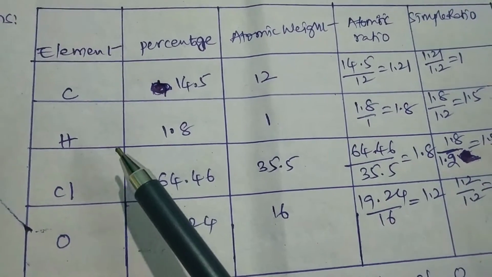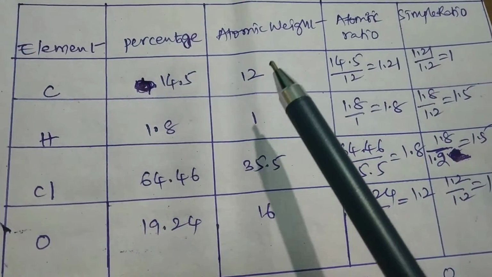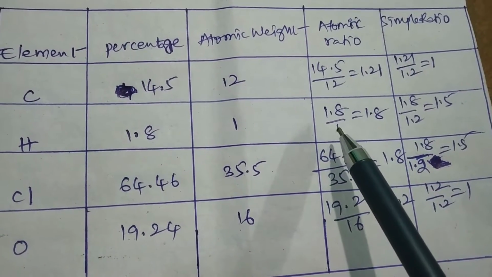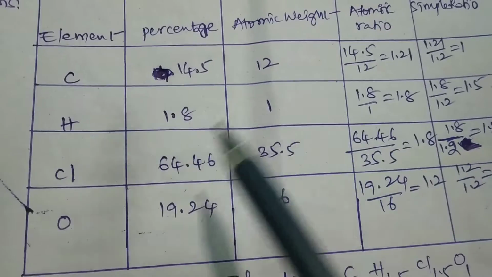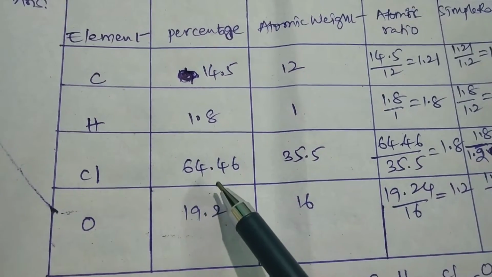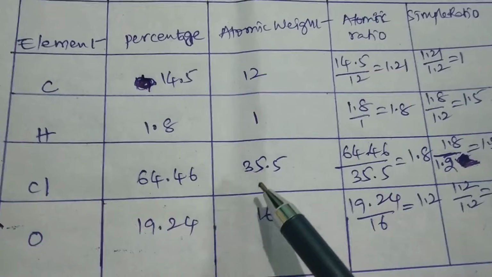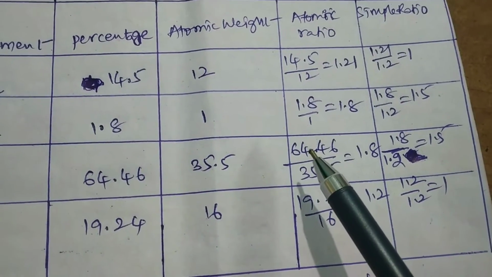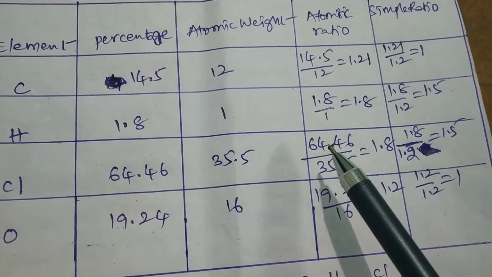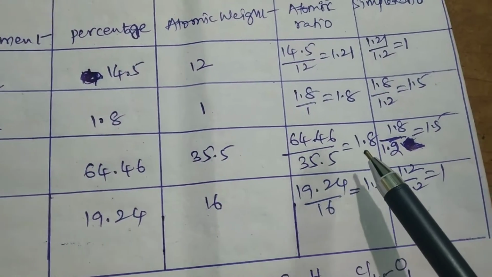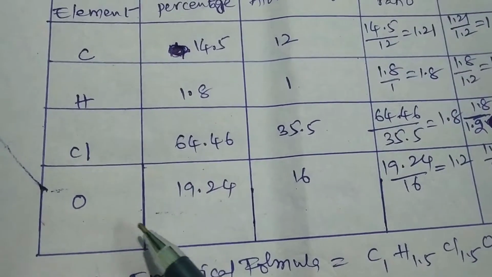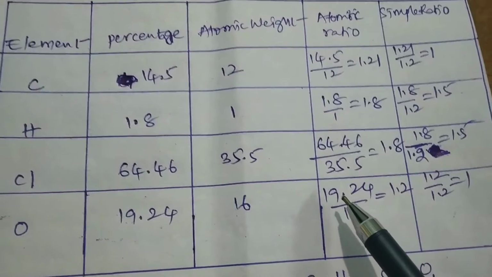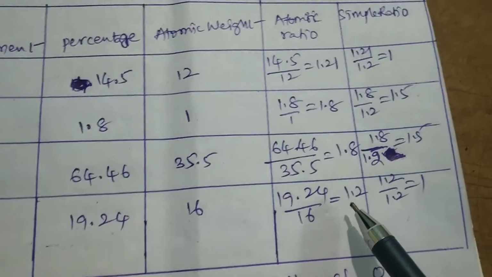Next, hydrogen: the percentage is 1.8 and the atomic weight is 1, so 1.8 by 1 gives an atomic ratio of 1.8. For chlorine, the percentage is 64.46 and the atomic weight is 35.5, so the atomic ratio is 64.46 by 35.5, which is equal to 1.8. For oxygen, the percentage is 19.24 and the atomic weight is 16, so the atomic ratio is 19.24 by 16, which is equal to 1.2.